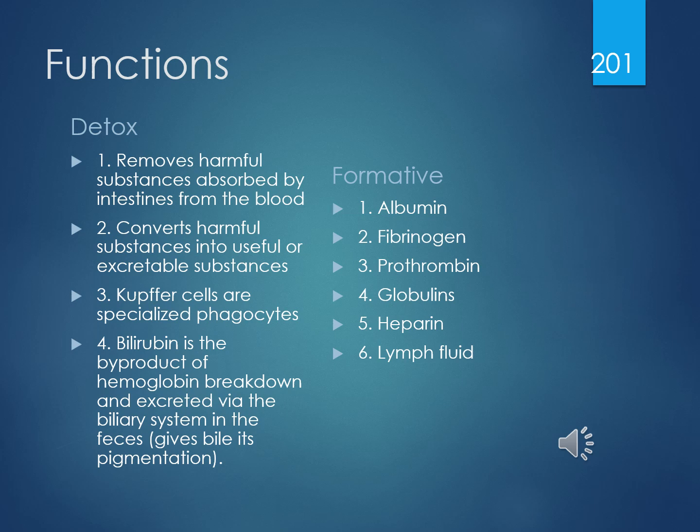Detox functions. Removes harmful substances absorbed by intestines from the blood, converts harmful substances into useful or excretable substances. Those Kupffer cells are specialized phagocytes. We've talked about that. Bilirubin is the byproduct of hemoglobin breakdown and excreted via the biliary system in the feces, gives bile its pigmentation. Formative, there's albumin, fibrinogen, prothrombin, globulins, heparin, lymph fluid. That prothrombin is going to help prevent not coagulating well enough. And that heparin is going to prevent coagulating too much.